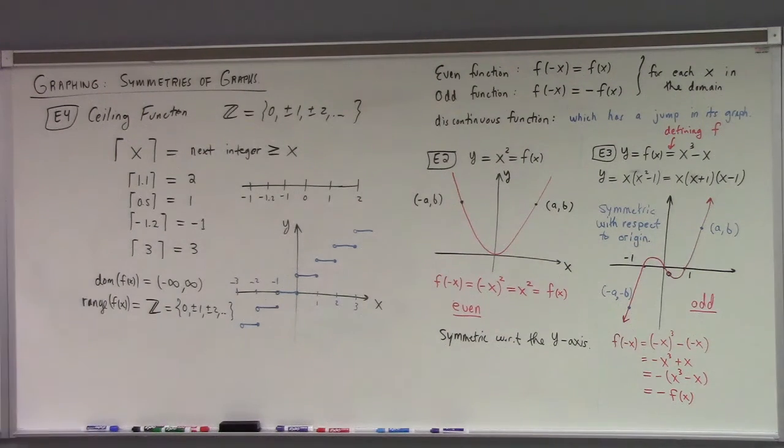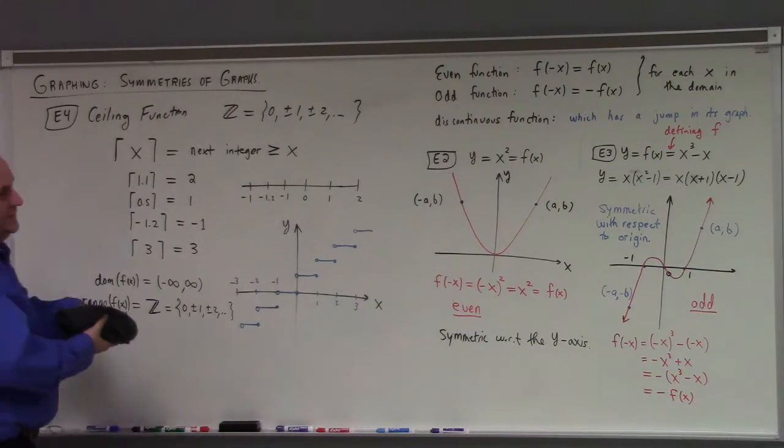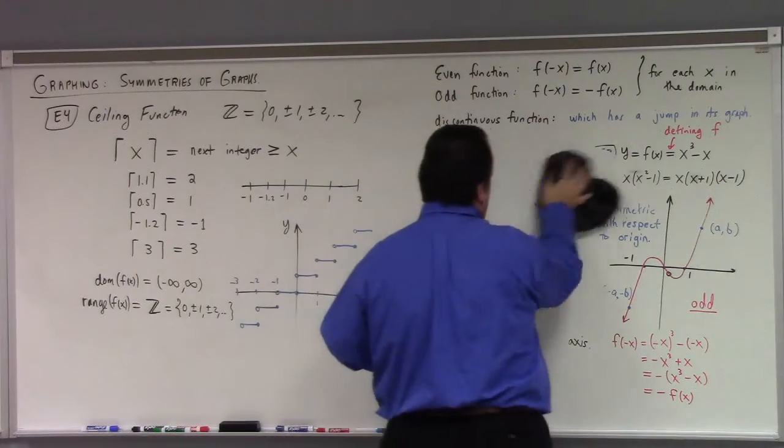We good? I hope so. All right, so that's pretty much all I have to say about special kinds of graphs. We can talk about even graphs, we can talk about odd graphs, discontinuities. There's one other example I should maybe do. Let's do one more example on this stuff, and then we'll go on to the next set of topics here.